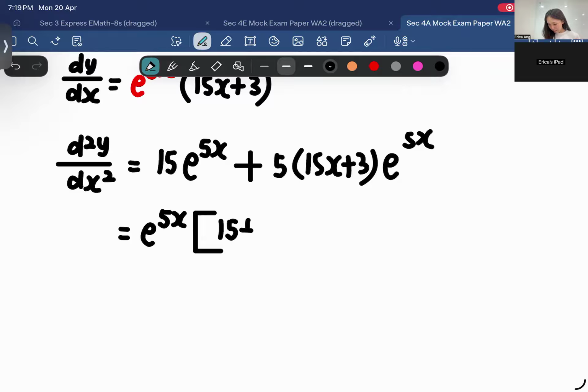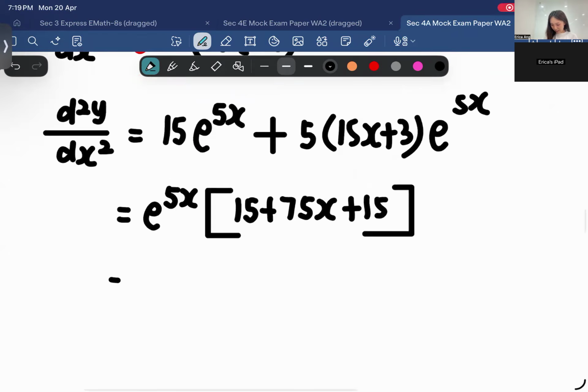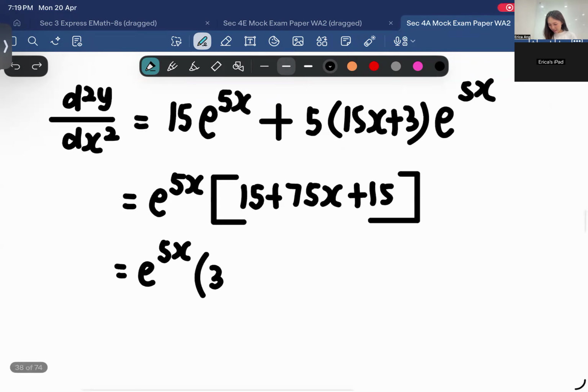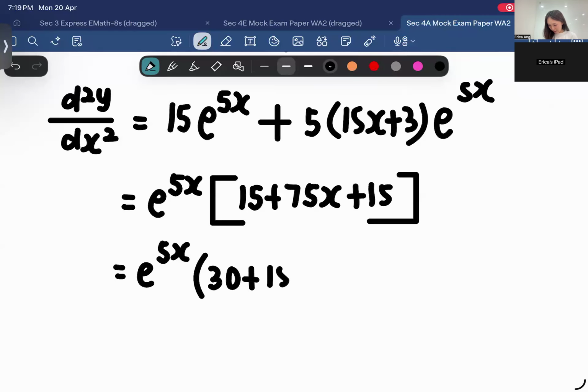15 plus. Okay, so I just open up, okay? 15 times 5, so this is 75x plus 15. Let's see, Jala, don't worry, I compare mine with yours later. So this one will be 30 plus 15x. So Jala, yours is 3x plus 6, correct?